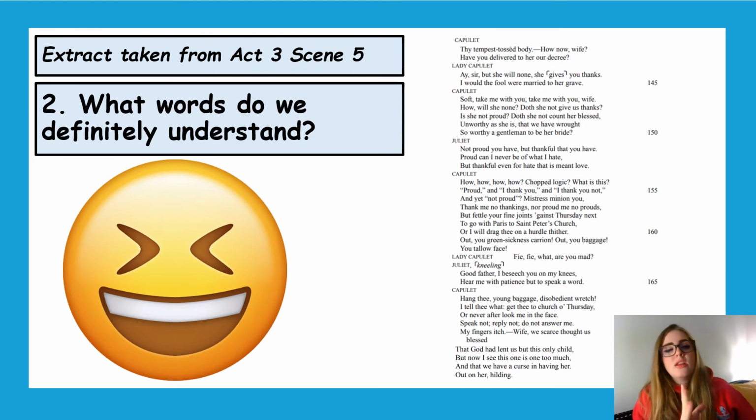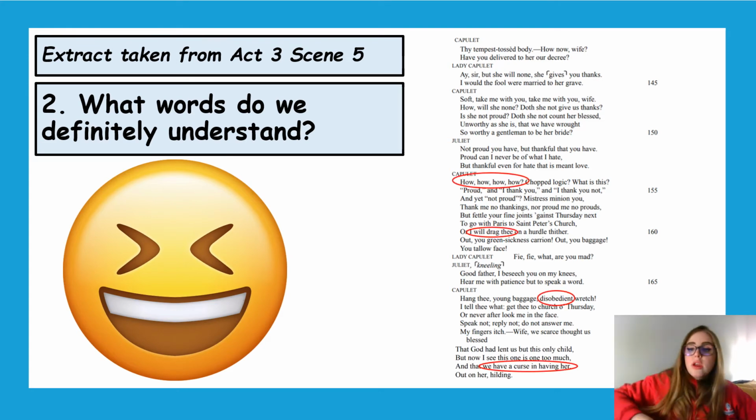Instead of looking at words we don't understand, we're literally just going to pick out a couple we do understand. And this extract is really good to do it in. This one I've done quite a lot with different classes, because there's some really nice, easy words to have a look at. Okay, so straight away, we all know what how means.